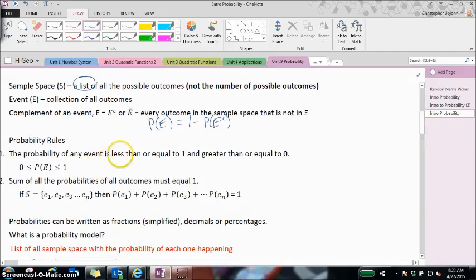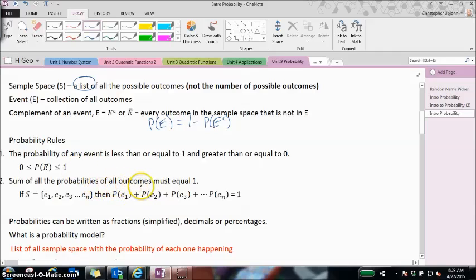The probability of an event is less than or equal to 1 and greater than or equal to 0. We can't have a probability less than 0. Can't have negative probabilities. That doesn't make sense. And it can't be greater than 1 because, again, we're talking in percentages or proportions, and we can't have over 100%. No matter how hard you work, you can't work 110% like those athletes tell us.